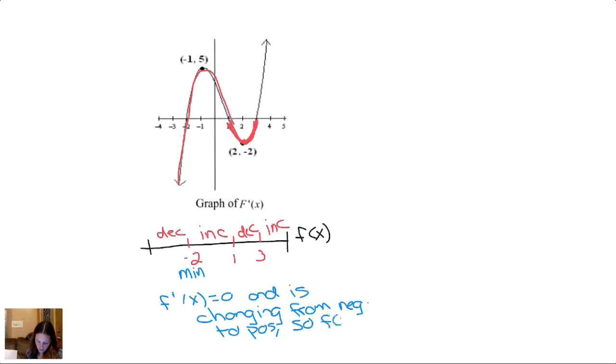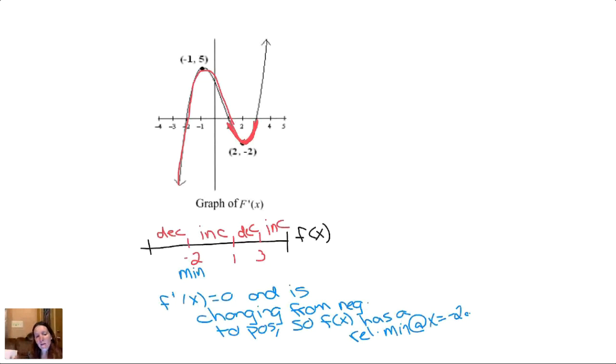So f of x has a relative min at x equals -2. Okay. Maybe not so much shorthand. I'm going to write out negative, positive, relative, min, just so that you can make sure that the graders are sure of what you're writing there. Okay. But that would be the defense, right?